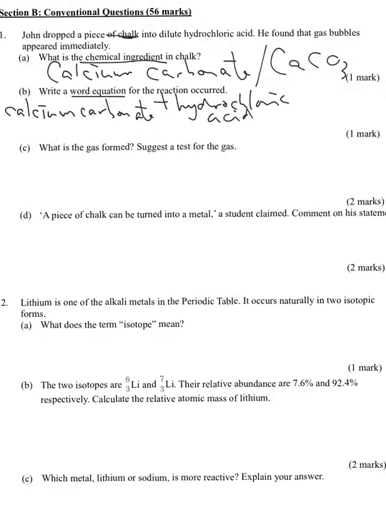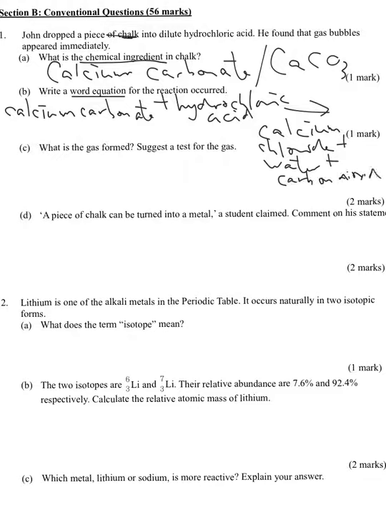I'm sorry, I don't have enough space. Supposed to have an arrow, and then the product should be placed on the right hand side. So there should be a salt, the salt which is calcium chloride, and then water together with carbon dioxide. But of course, you should try to make it into one single line, in order to have the whole word equation.